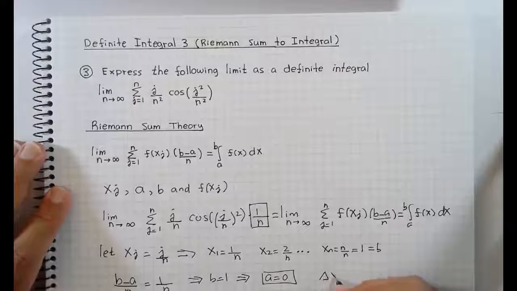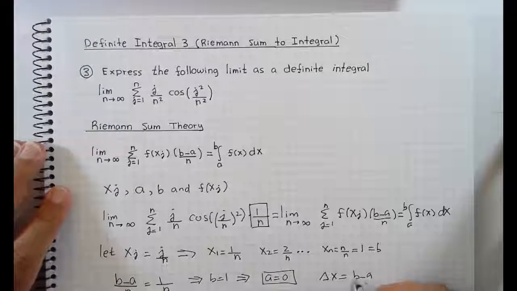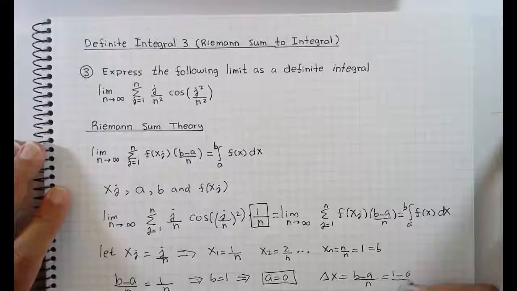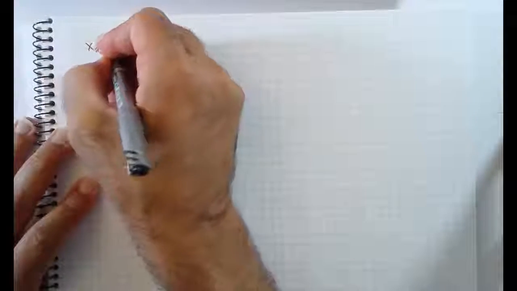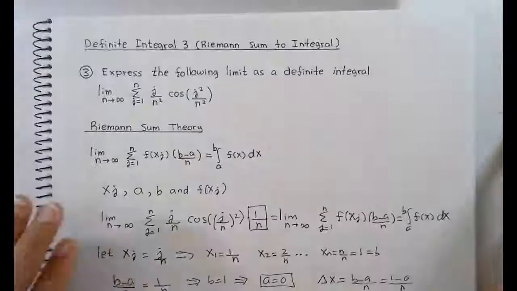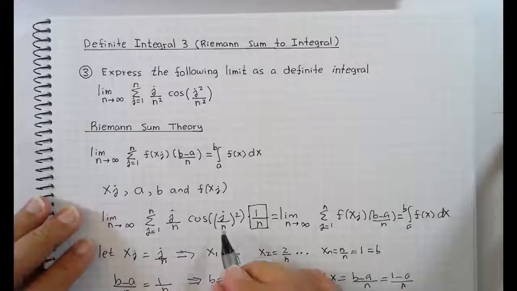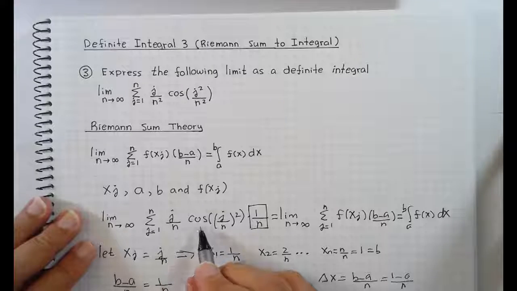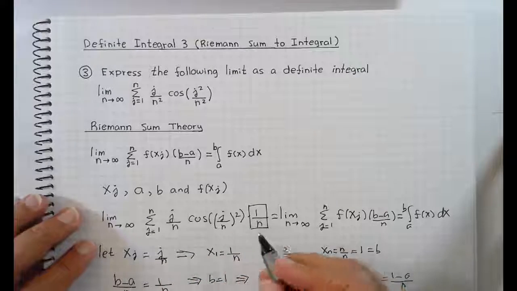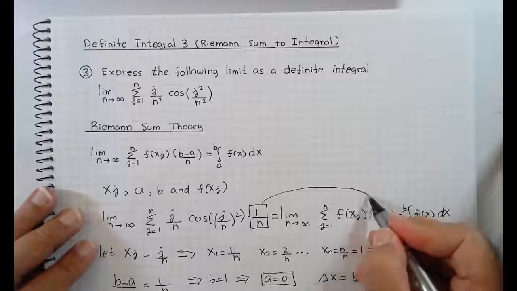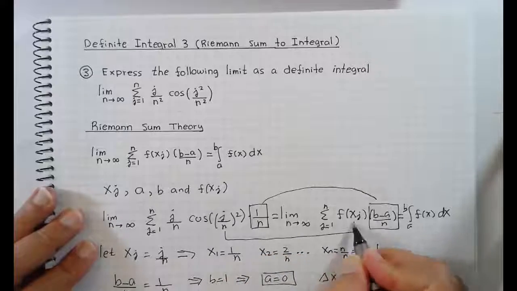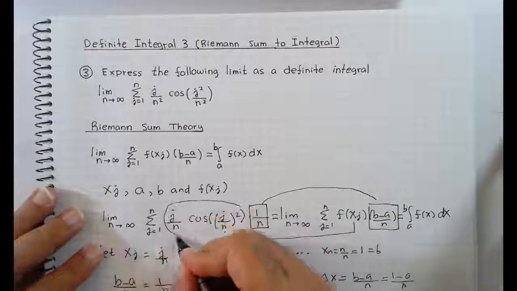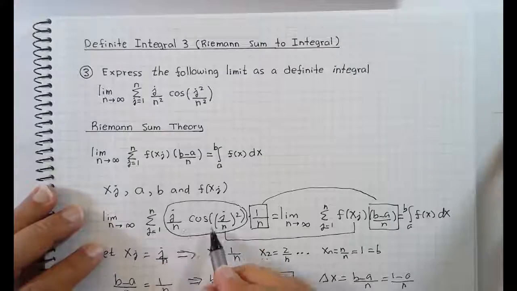So delta x is going to be (b minus a) over n. That's (1 minus 0) over n. Alright, so we know that xj is just j over n. This is the x value right here. This is xj, j over n. So you have x cosine of x squared times delta x. Notice that 1 over n is analogous to (b minus a) over n. And xj, which is j over n, that's here. And then the function builds up around the xj. That's basically xj cos of xj squared.